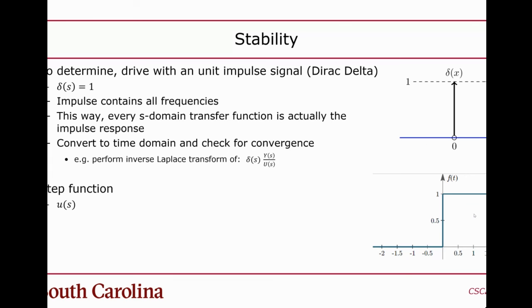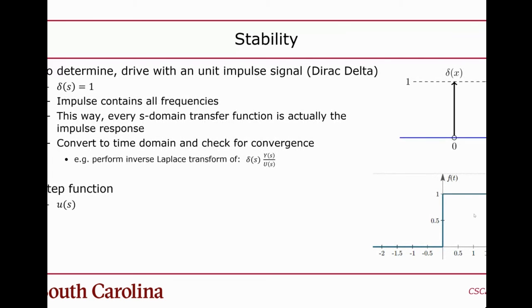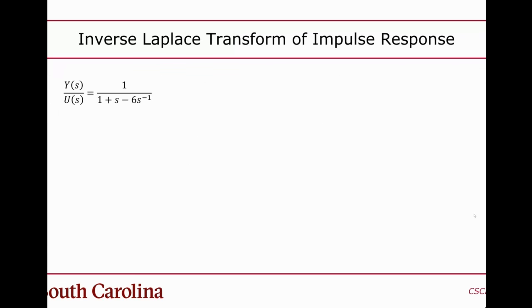With the step response, you've got to multiply it by whatever the step function is in the S domain. I think it's 1 over s. I don't have it here, I don't remember what it is, but I think it's 1 over s. But there's no extra work with the impulse. The impulse signal is 1 in the S domain, so it's like free, right?